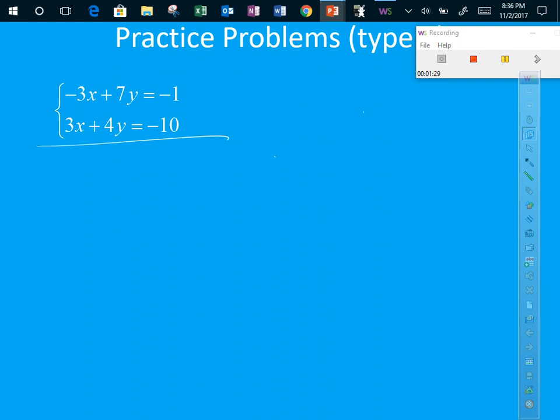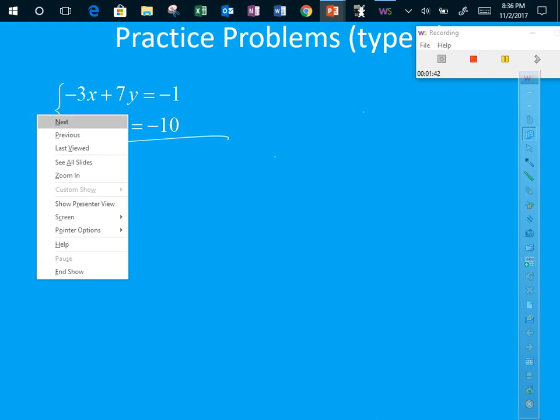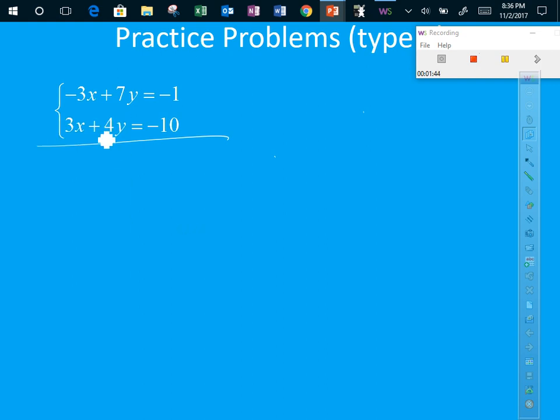Well, check out what happens when you add negative 3x and positive 3x. Those come out to be 0. So I'm going to ignore those for a second. Those cancel out. I've got 7y plus 4y is going to be 11y equal negative 1 plus negative 10. Notice we're adding, it is negative 11. I'm going to get a y value of negative 1 after I divide both sides by 11.